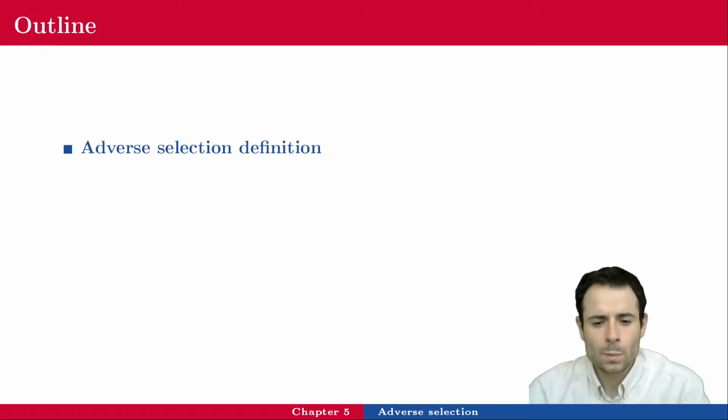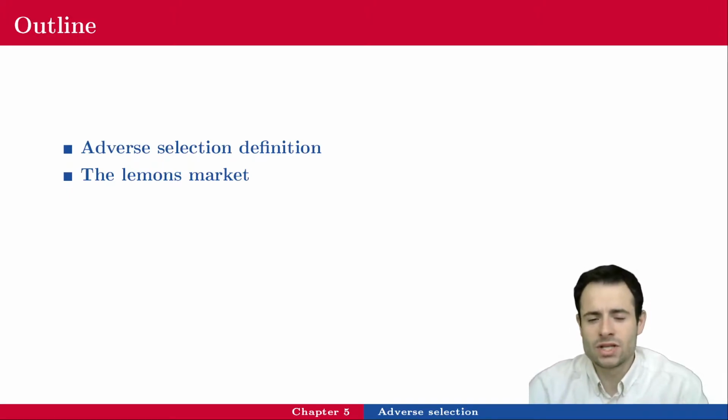So, the outline of the lecture will be as follows. First, I will define what adverse selection is. Then, I will talk about an example of adverse selection. In particular, I will talk about the original model of adverse selection, which is the Lemons market.